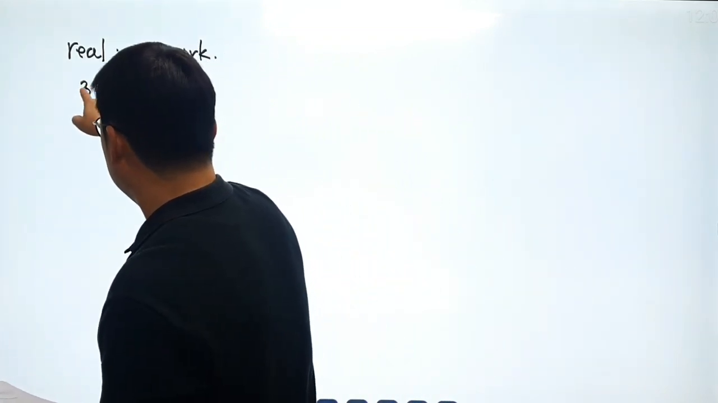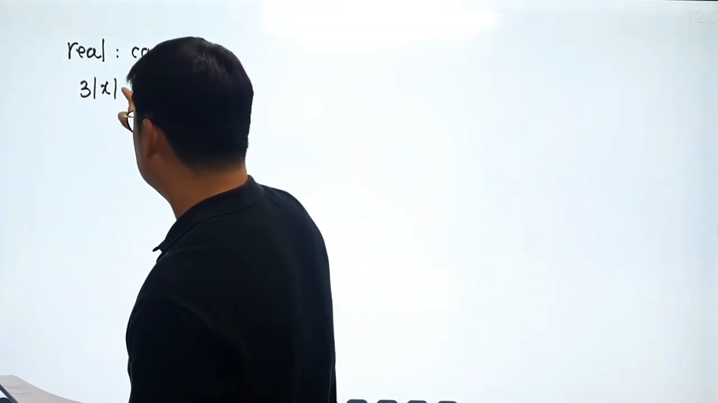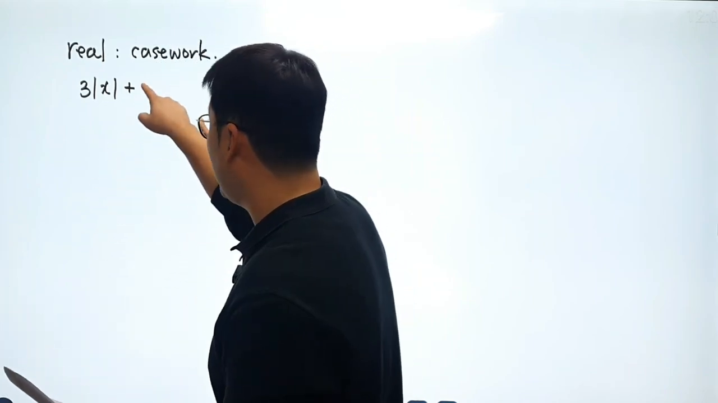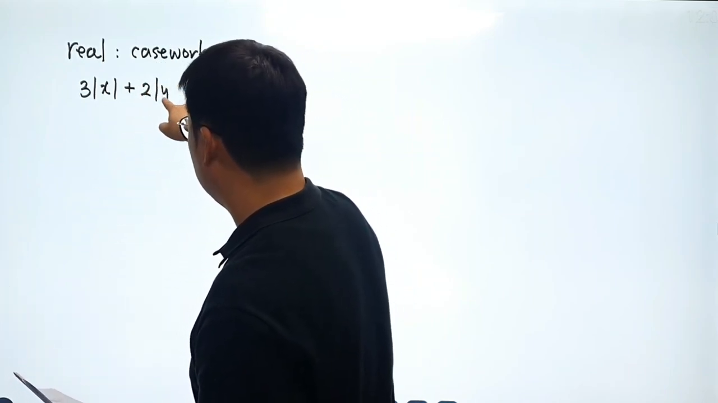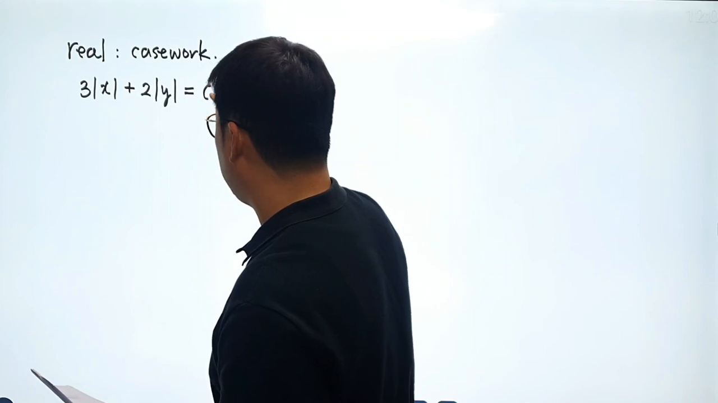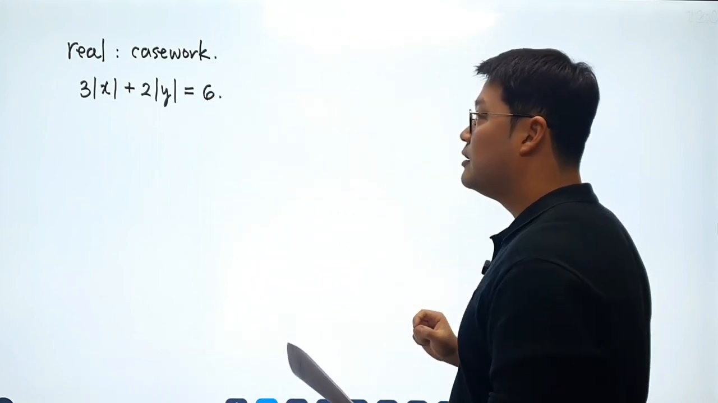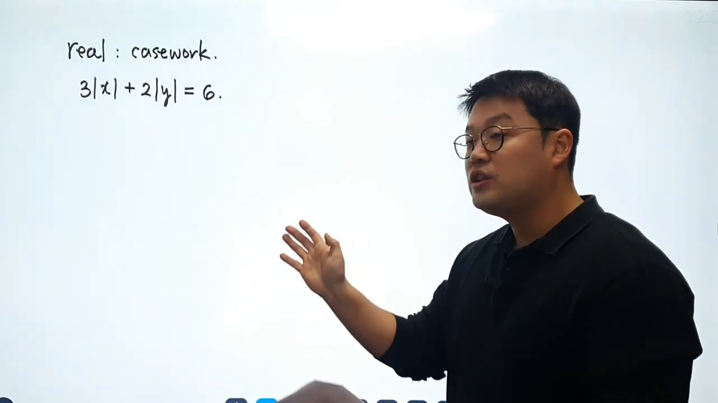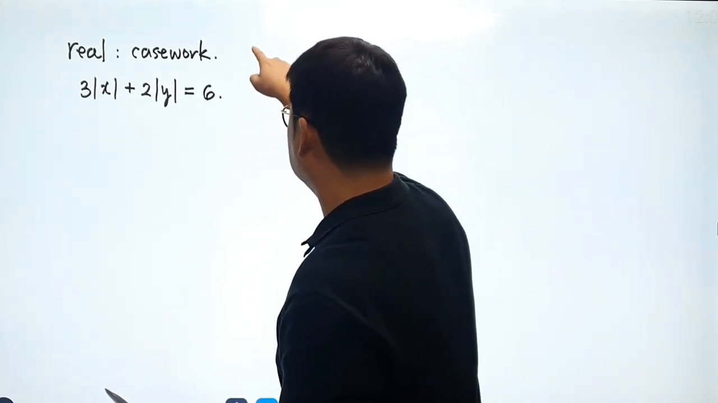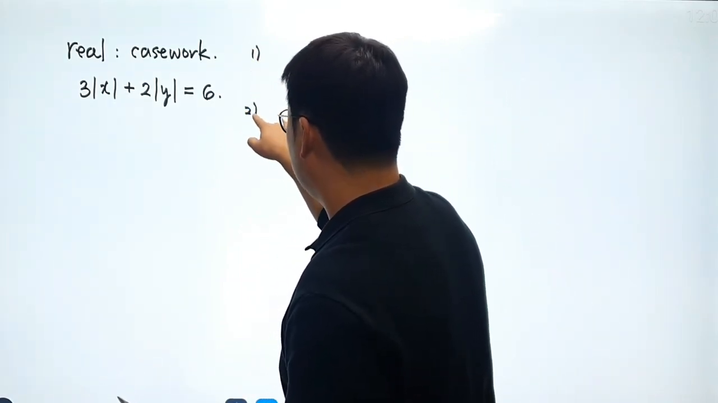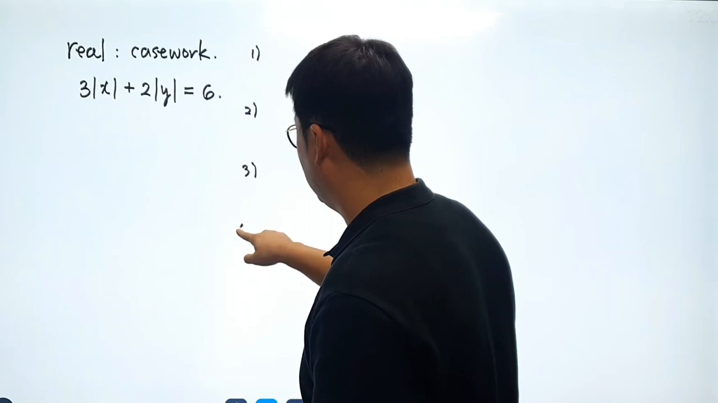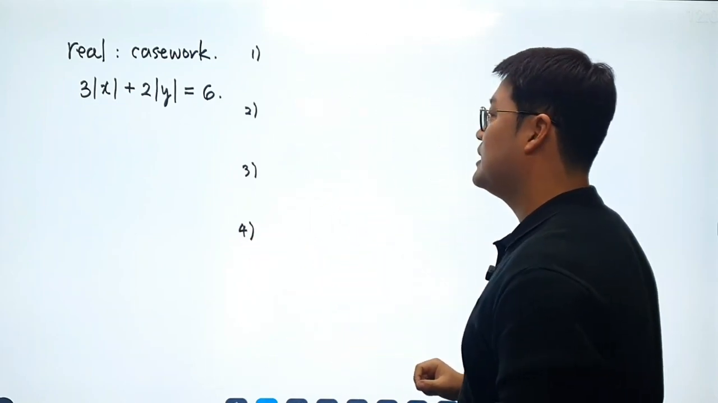So we got 3 times absolute value of x plus 2 times absolute value of y, and this will be positive 6 for sure. Okay, so let's just assume that we got 4 possible cases: number 1, 2, 3, and 4. Whew, it's going to be tough.